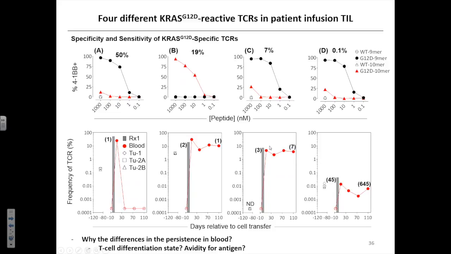And so there were differences in the T-cell differentiation states, or that might have been the result of this one persisting at 10%, this one not persisting at all. Maybe it was different avidity for antigen, although there doesn't appear to be major differences in avidity among these receptors, thereby leading us to think it was something more intrinsic to the cell that we gave, perhaps this differentiation state, its proliferative potential, that enabled this particular receptor to persist and lead to the regression of the multiple lung metastases in that patient.